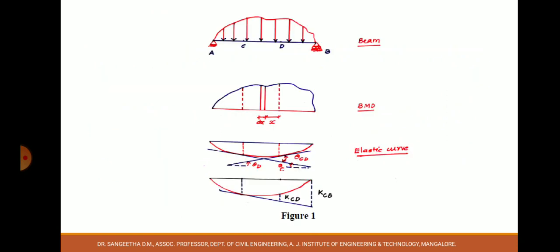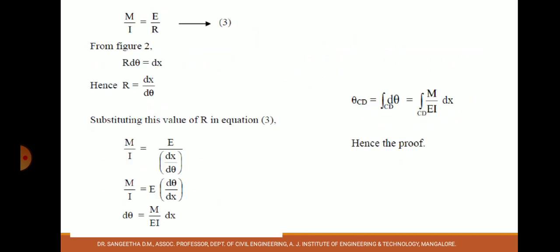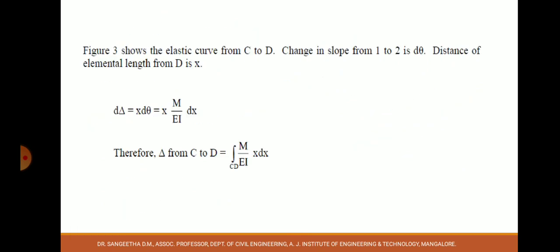We have 2 points C and D. I have drawn the tangents. The change in slope from 1 to 2 is taken as d theta. The distance of the elemental length from D is x. Therefore, d delta is equal to x into d theta, and d theta is nothing but M by EI into dx.